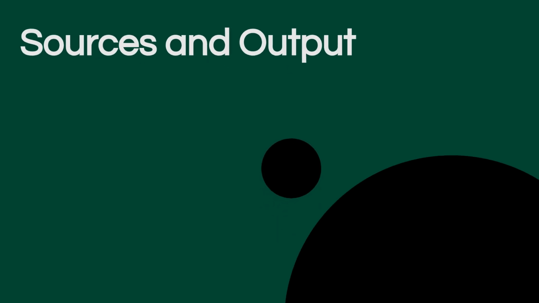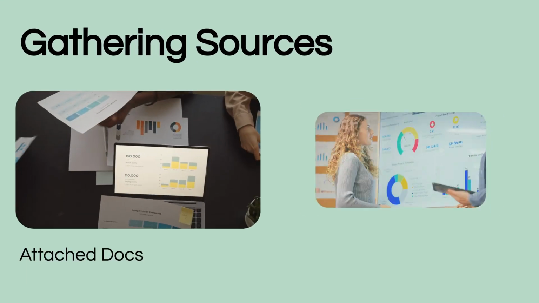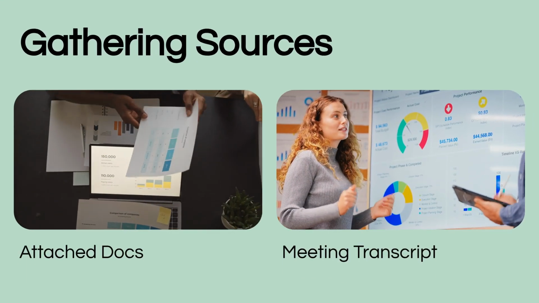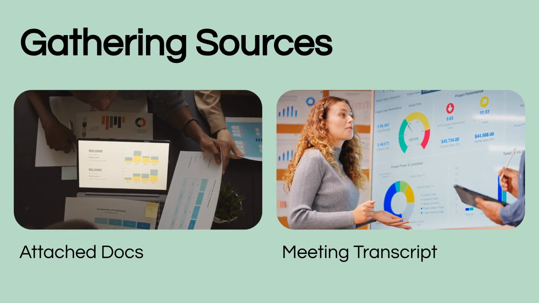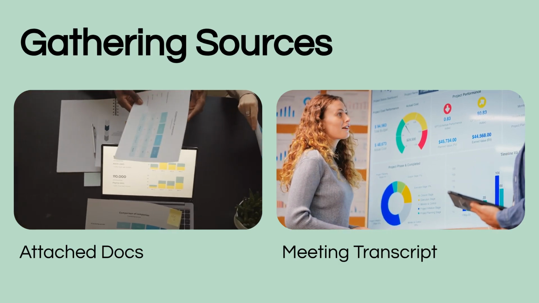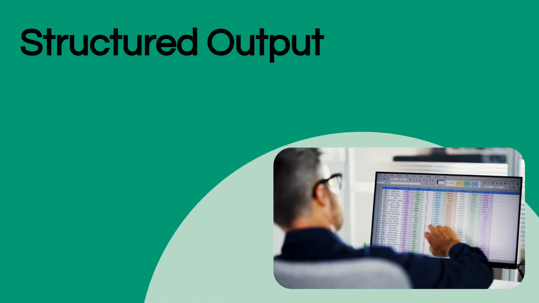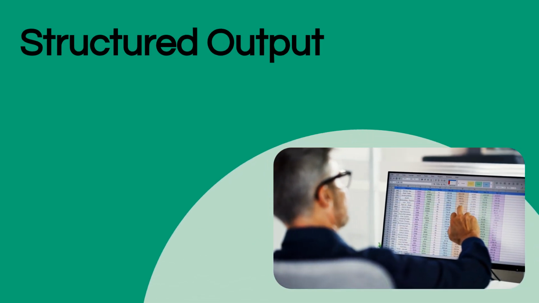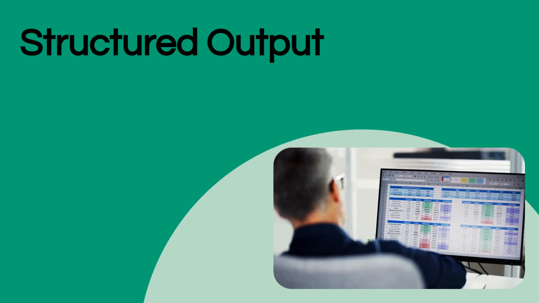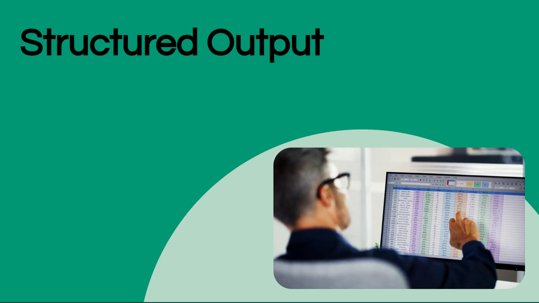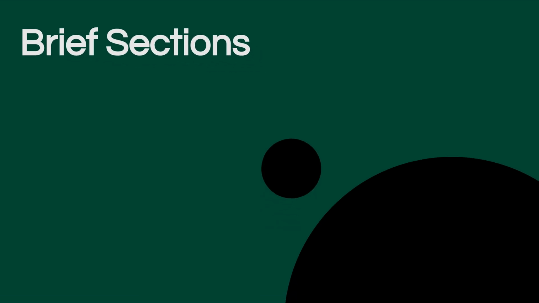Now that we know the triggers, let's see where Copilot pulls its information from and what the final output looks like. Copilot analyzes all relevant sources, including the email thread content, any attached documents, and the transcript from related Teams meetings. The final output is a clean, structured document, which can be generated either as a Word document or a Loop page, ready for immediate team share. This is how Copilot structures your information for maximum clarity.